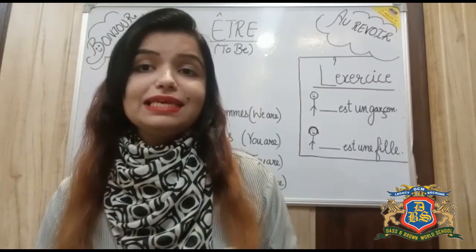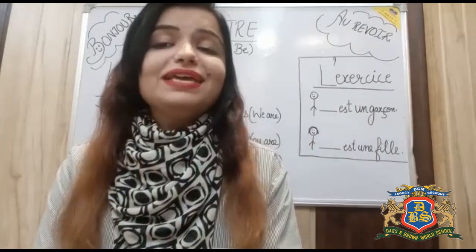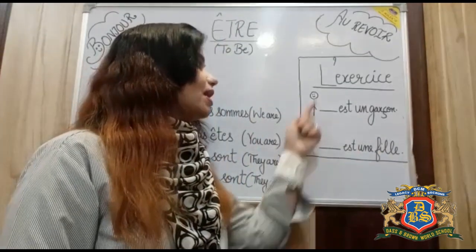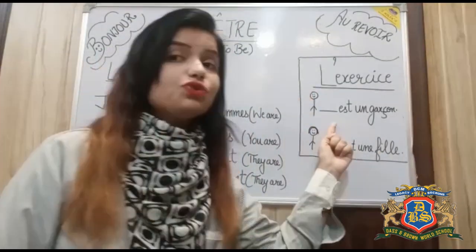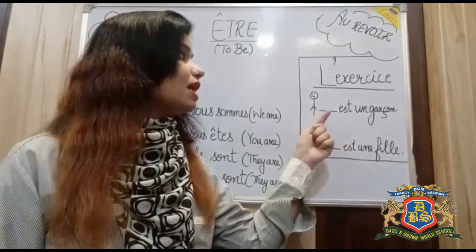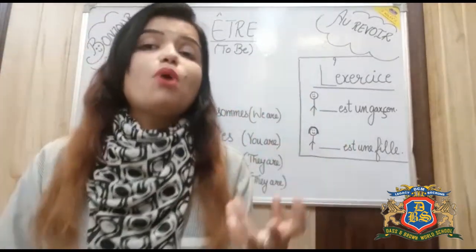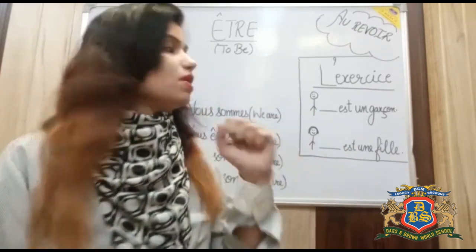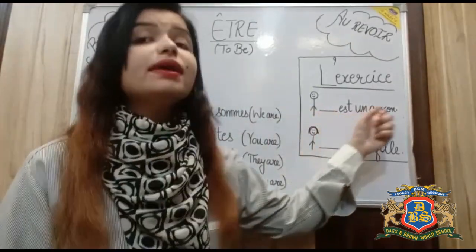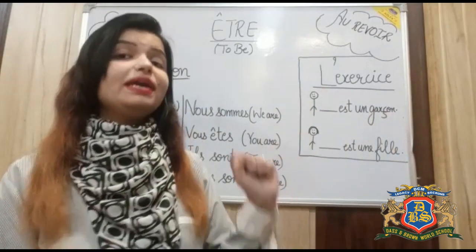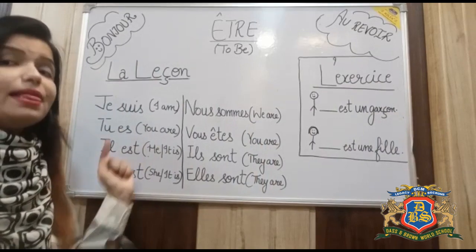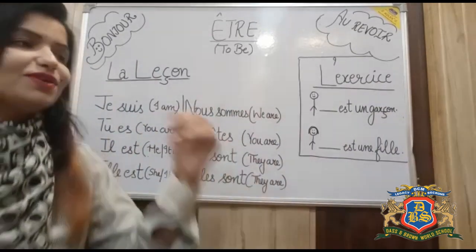Nous avons l'exercice pour vous. We have the exercise for you. Let's see. Here I have made a boy and I have put a dash over here. So what would come? Just first see, what do we say boy in French? That is garçon. So dash est un garçon. Here it would be il. It would be il est un garçon. Très bien.